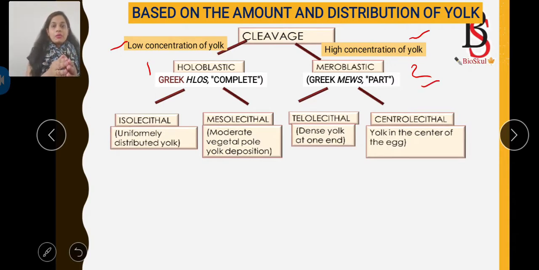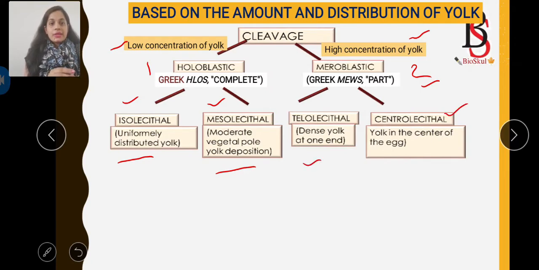For holoblastic cleavage, based on the distribution of yolk, it is divided into 2 types. One is isolecithal and the second one is mesolecithal. In isolecithal eggs, yolk is uniformly distributed, whereas in mesolecithal eggs, moderate yolk is present towards the vegetal pole. Similarly, based on the distribution of yolk, meroblastic is divided into 2 types. One is telolecithal and the second one is centrolecithal.